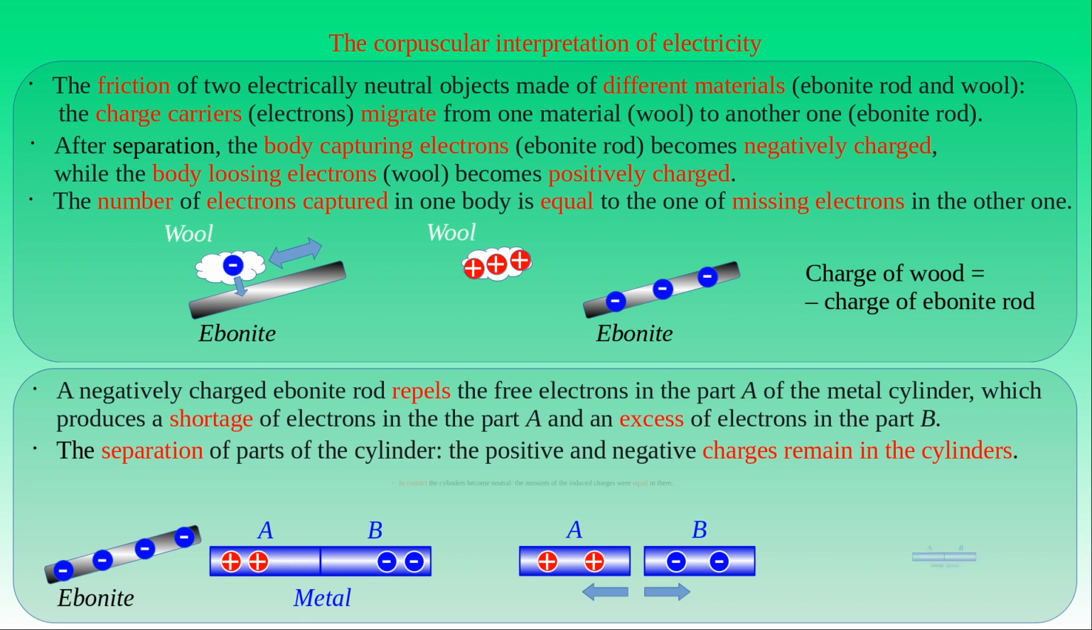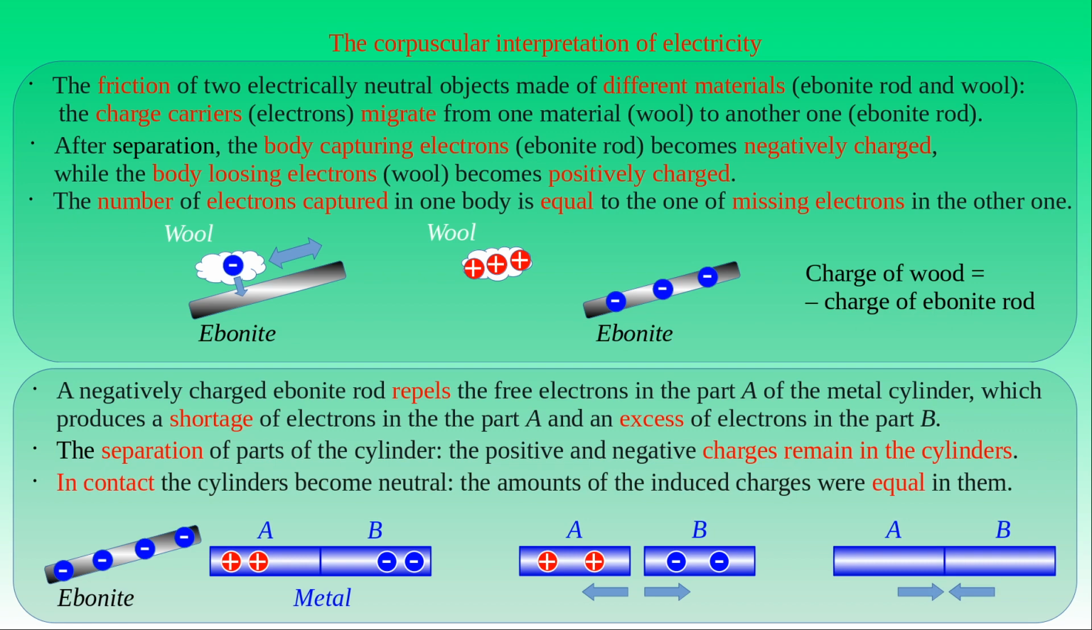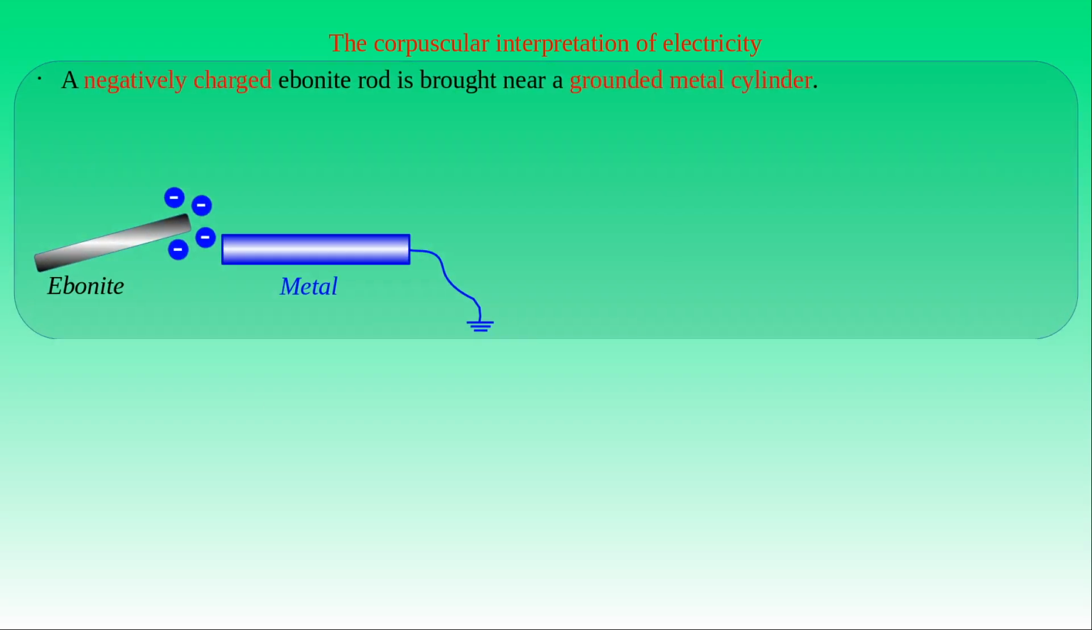If we bring the cylinders into contact again, then they become electrically neutral, which shows that the two cylinders have the same amount of the induced charges. The corpuscular interpretation also helps us to understand the transfer of charge from bodies to the ground. If we bring a negatively charged ebonite rod near a grounded metal cylinder, the negative charge on the rod repels the free electrons in the cylinder.